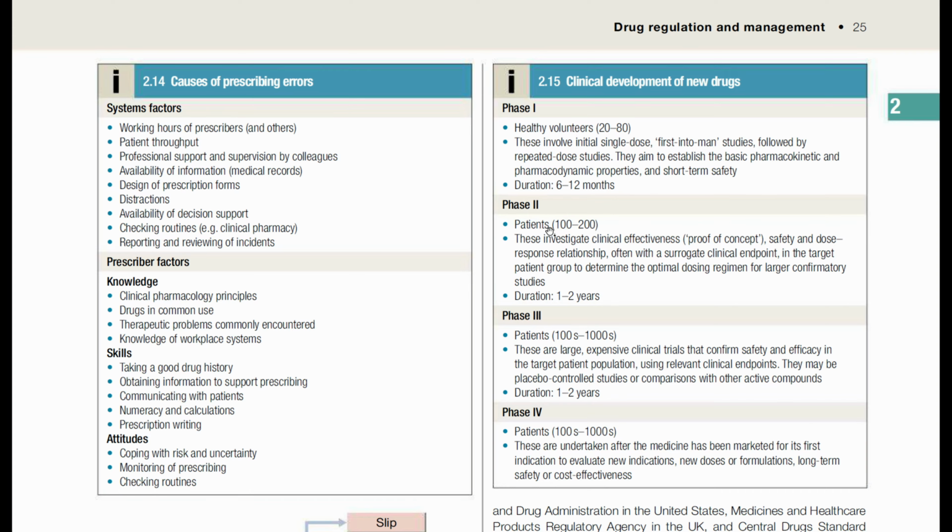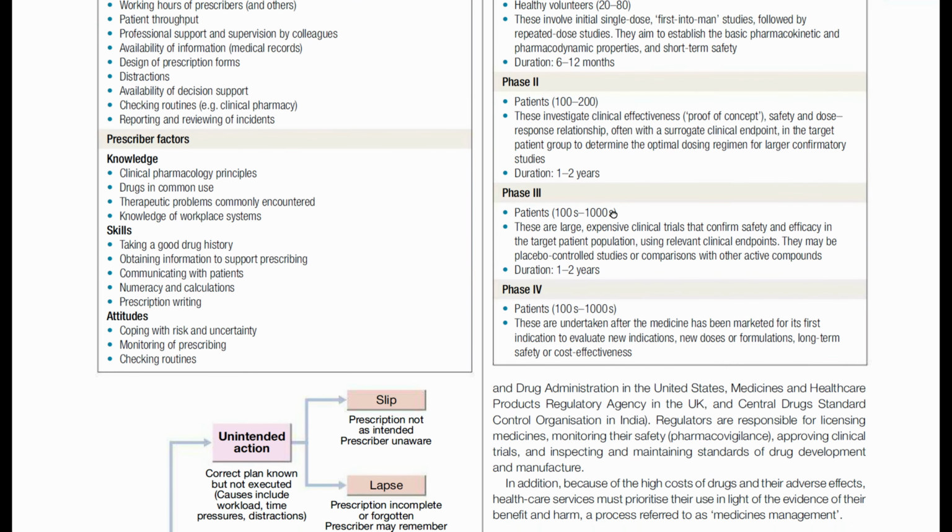Phase 2, patients 100 to 200. These investigate clinical effectiveness, proof of concept, safety, and dose response relationship, often with a surrogate clinical endpoint, in the target patient group, to determine the optimal dosing regimen for larger confirmatory studies. Duration 1 to 2 years.